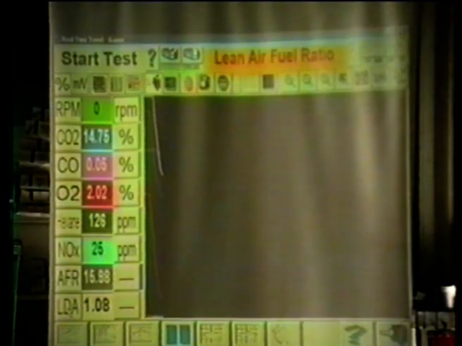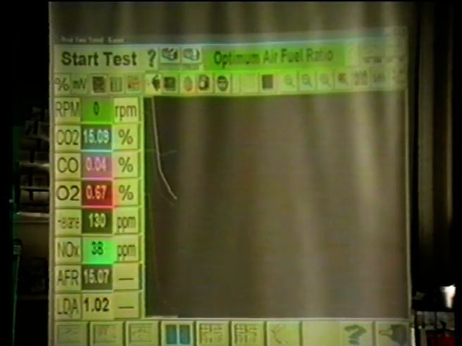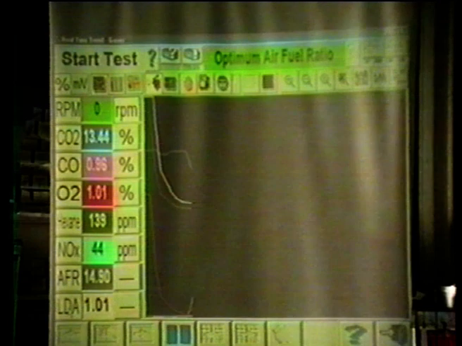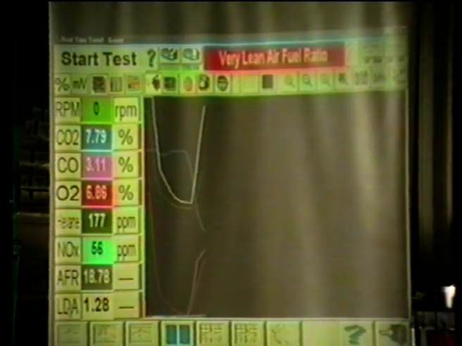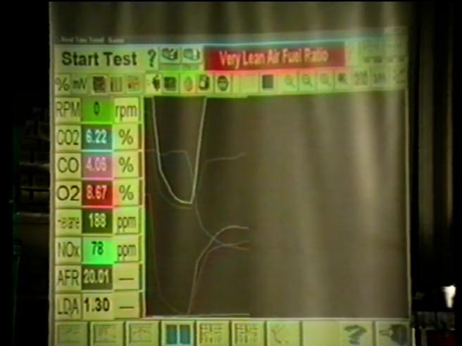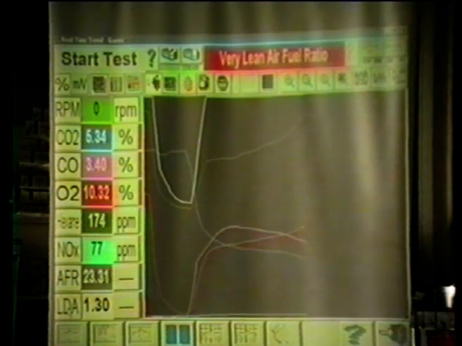Hang on a second. It's still sucking. The door system still has gas in it. It's amazing, isn't it? It's very, very slow.